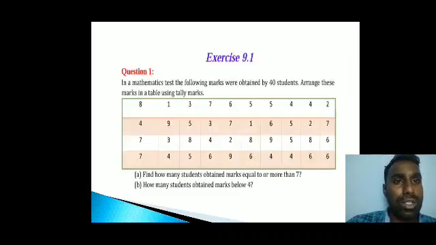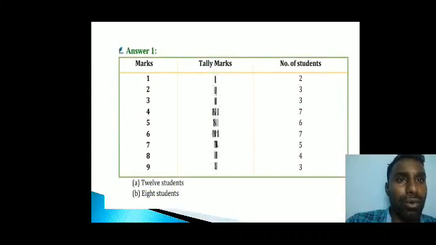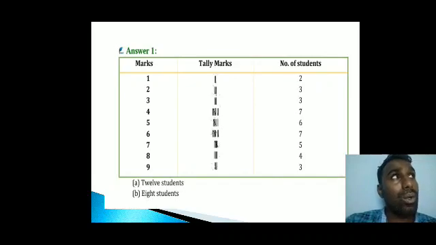So next question: how many students obtained marks below 4? Below 4, not equal to 4. Below 4 means 3, 2, 1. So just look straight at it: 3 plus 3 plus 2, that means 3 plus 3 is 6, 6 plus 2 is 8, so 8 students. Okay, so can you understand?